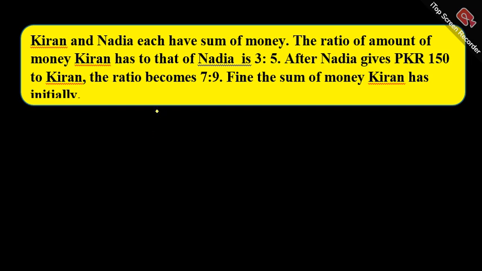Kiran and Nadia each have a sum of money. The ratio of the amount of money Kiran has to that Nadia has is 3:5. It means the ratio of Kiran is 3, so we have to draw 3 boxes, right? And what is Nadia's ratio? Nadia's ratio is 5.